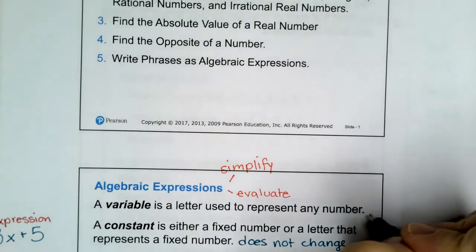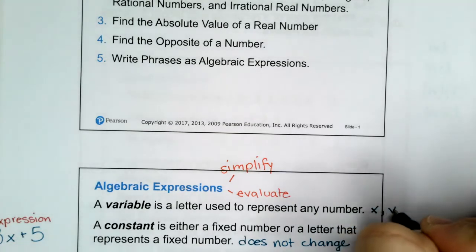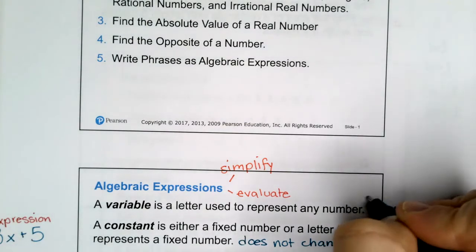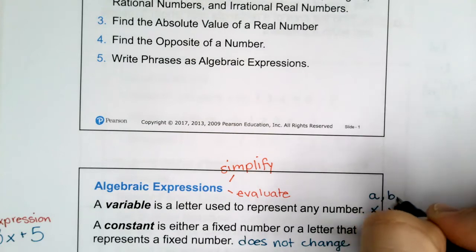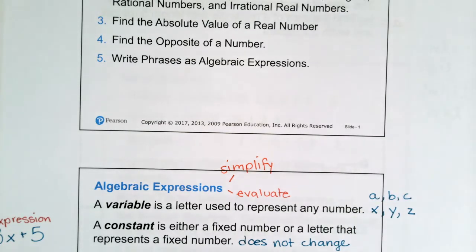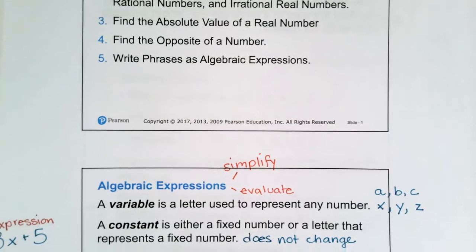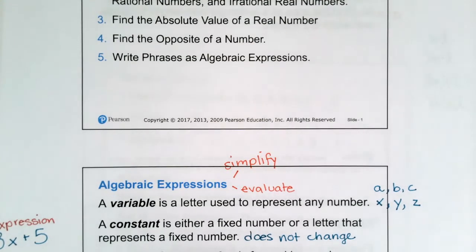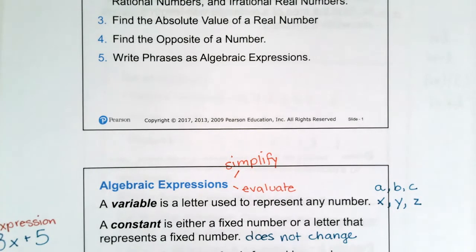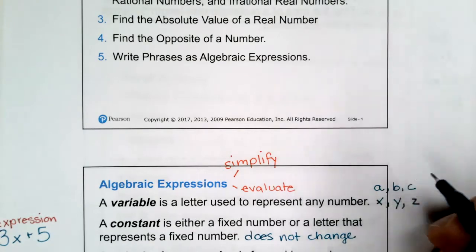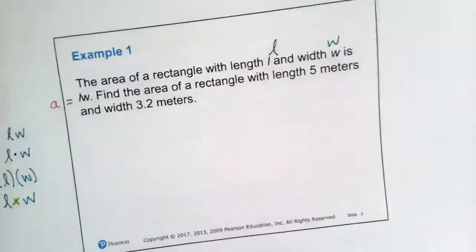So the most common variable is actually X. We also like to use Y, we like to use Z, we use A, B, or C. You can use whatever letter you want. If it's a word problem and you're actually using it to replace something, you can use the first letter of the idea, right? Like if we're talking about money, we could use M. All right.